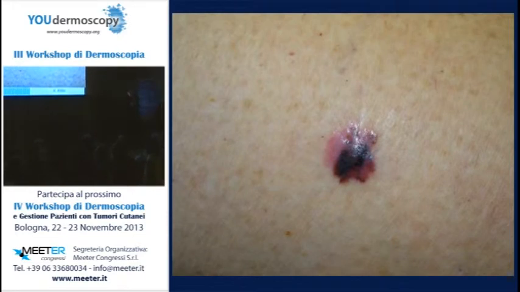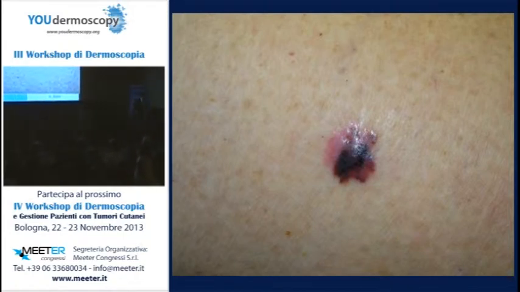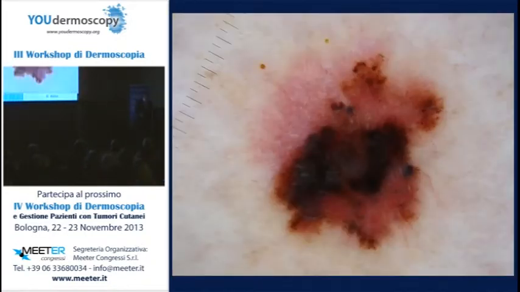So I assume you received red cards and green cards. Is this true? Yes. And red stands for malignant. Is this true? And green for benign. Is this true? Fine. So you can use them now. What do you think clinically about this lesion? Red or green? Now, dermatoscopically, red or green?